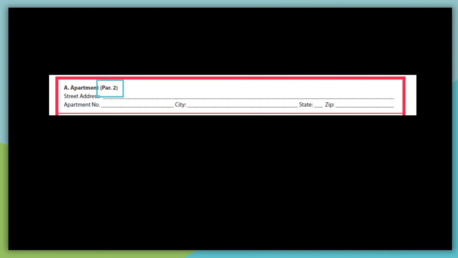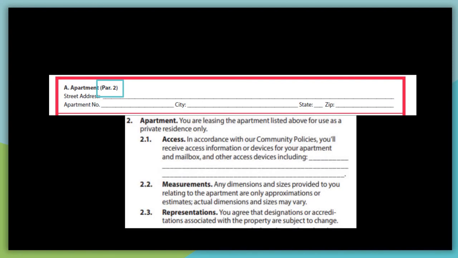In this case, it directs us to paragraph 2, where it states that the apartment is to be used as a private residence only. Access information will inform you what devices or keys you will receive to access the apartment, mailbox, and any other areas you are entitled to access. The measurements and representations portion informs you that some details about the apartment or property are subject to change.